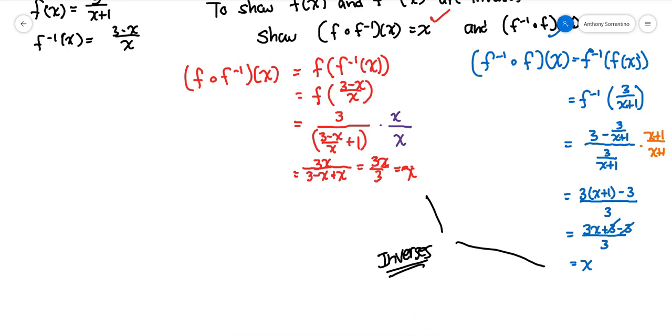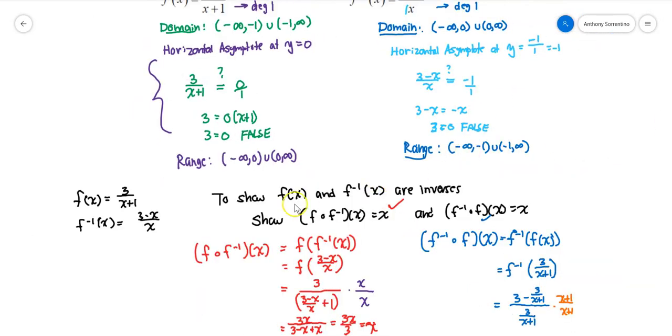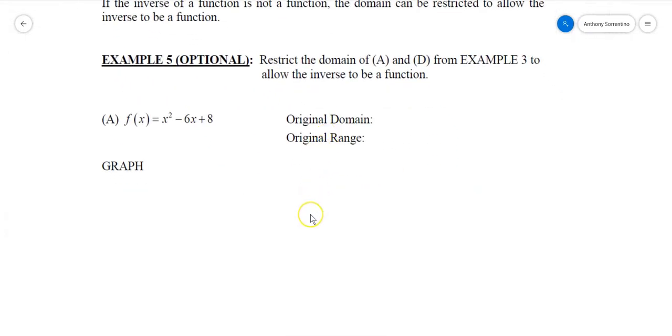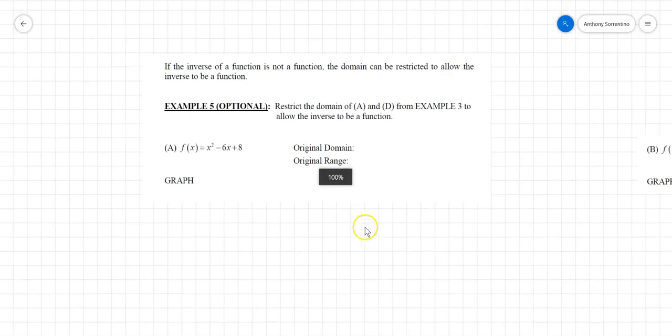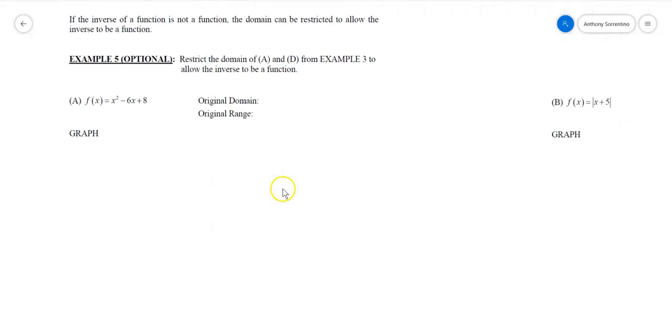And so it stands to reason why we had some of the results we had above, where the domain of one was the range of the other and vice versa. Example 5 is listed as optional. In previous versions of this course, if I started doing this flipped classroom model, I would usually only get into it if there was enough time in class. But I do want to talk about it, because I think it makes some things about going into pre-calculus and calculus a little easier. And that's why I'm looking at these two domains from example 3. These were the ones that weren't one-to-one functions.